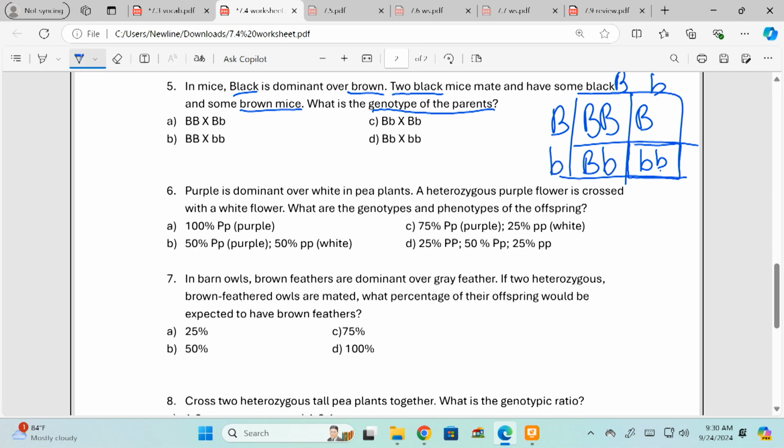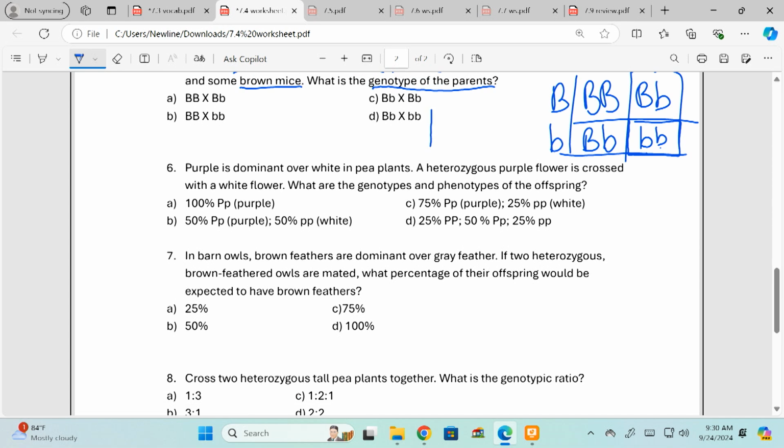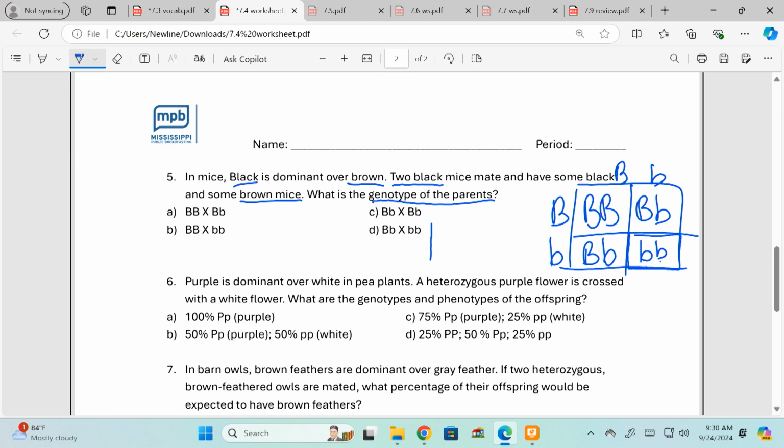Okay, so I'm thinking that they're both heterozygous like this. Let me fill in this square. Okay, so let's make sure that everything is correct. Do I have 2 black mice? Okay, this individual would be black and this individual would be black. And then it says some of the offspring are brown. Do I have some of the offspring being brown? This one is brown. So this combination, what we figured out here, is all correct.